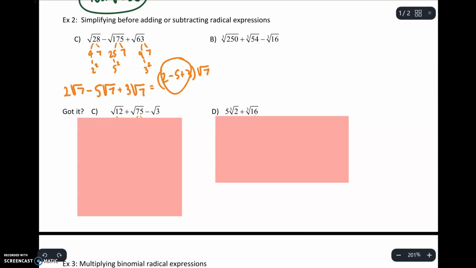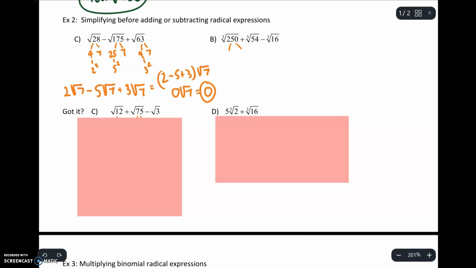In this case, we actually do get kind of a rare case of the cancels. 2 minus 5 is negative 3, plus 3 more makes that a 0, so rather than just writing 0 radical 7, we just know that the final answer there is going to be 0 overall. We can even do this with cube roots.